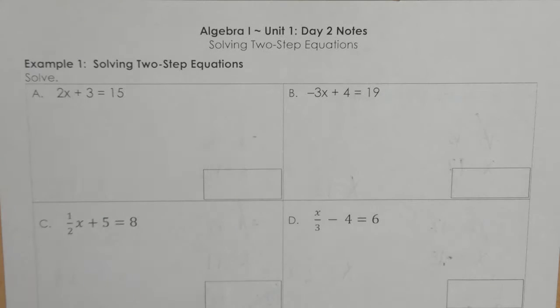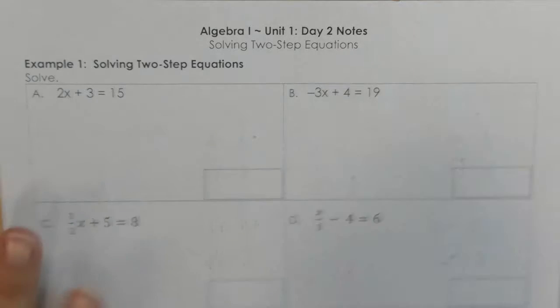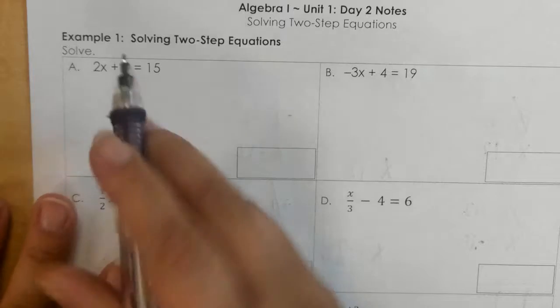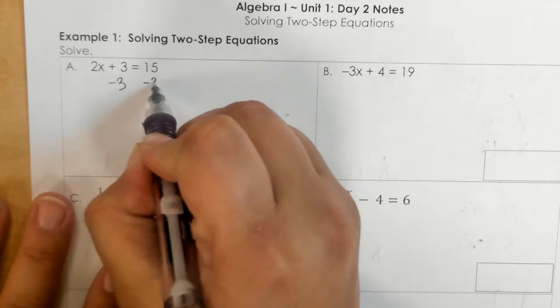For example 1, on day 2 notes, we're going to be solving two-step equations. So for these problems, we will be doing 2 steps. The first thing we want to look for is adding or subtracting a number. So here we've got this plus 3. And the opposite of that is subtract 3 to both sides.